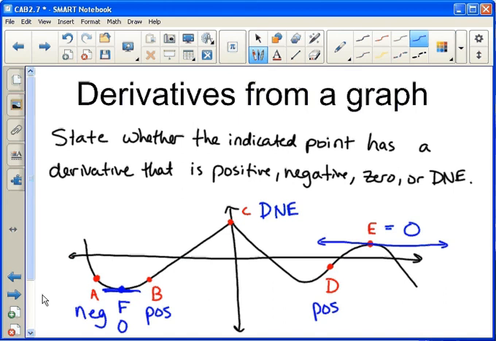So when you're asked to find the derivative or describe the derivative at a point on a graph, the key is to think about slope.